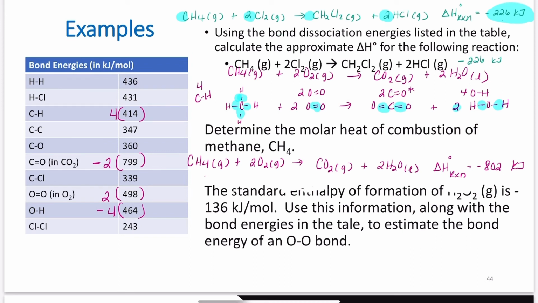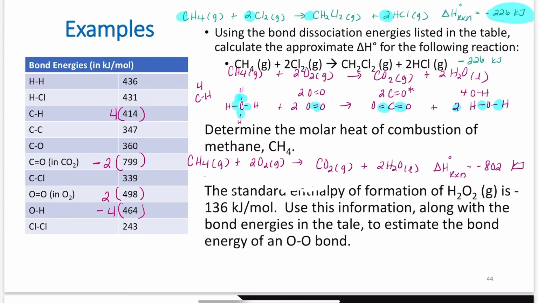802 kilojoules of heat is released for every 2 moles of O2. So it'd be 401 kilojoules for every 1 mole of O2, because I would divide by 2, right? 802 kilojoules of heat is released for every 1 mole of CO2 produced, and for every 2 moles of water produced. And the last one, the standard enthalpy of formation of H2O2 is negative 136.